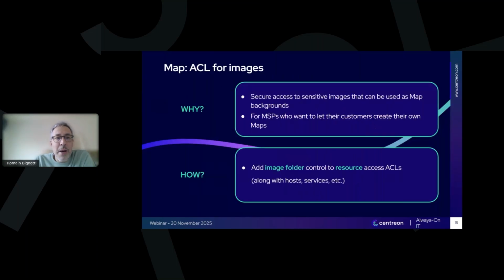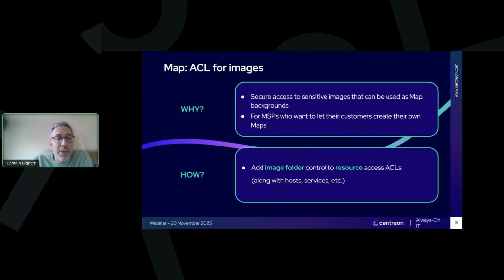Still concerning maps, we also added a major feature that was missing, which is the ACL for images. Before that, any image used in a map was visible by any user. That was particularly problematic for our MSP clients, who do not want to let their customers see all the images from other customers, because most of the time, quite critical images can be used directly as map backgrounds. So it's sensitive, it has to be secured.